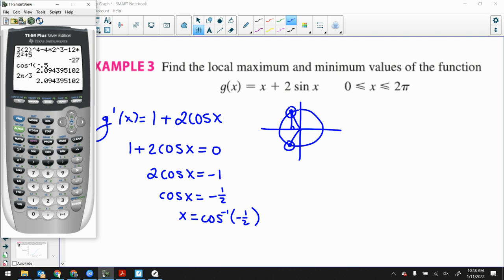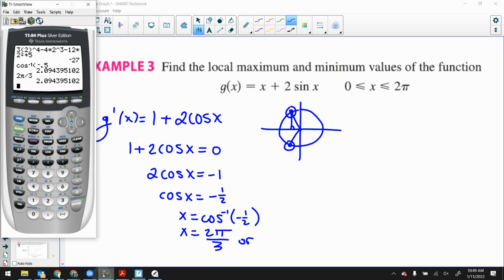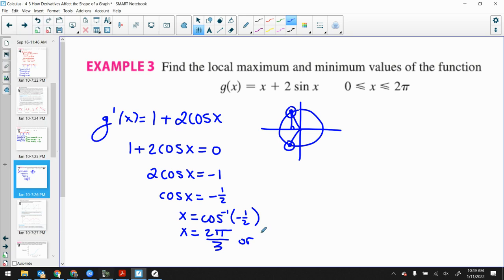All right, but that's not the only place, right? So this is equivalent to x is equal to 2 pi over 3, or, because there's another place where that occurs, 1 pi over 3, 2 pi over 3, 3 pi over 3, 4 pi over 3. I believe it's 4 pi over 3. See, I can't run that on my calculator, though.